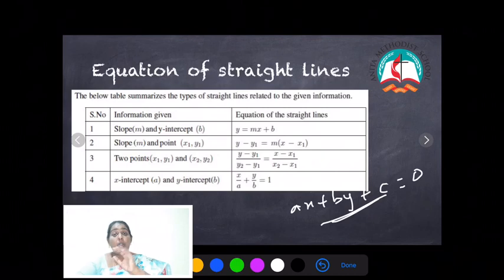Children, for all these equations, you have to read the question very carefully. What is the question? Then you have to apply the exact formula. Will you do it, children?